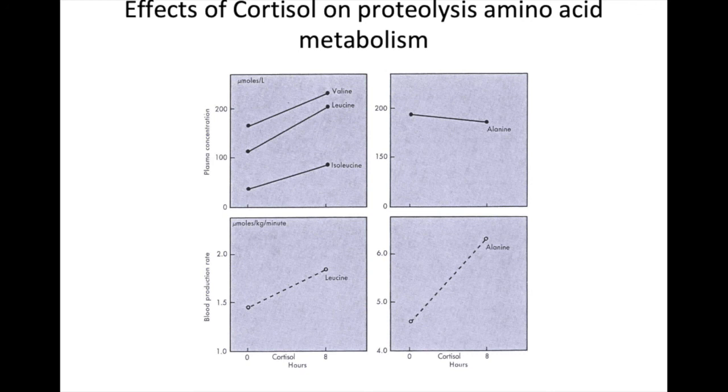So cortisol has the effect of increasing the concentration of small substrates in the blood, amino acids and glucose. But if you look on the bottom, the blood production rate of alanine, though, is very high. And so with cortisol, you create a lot of glucose.